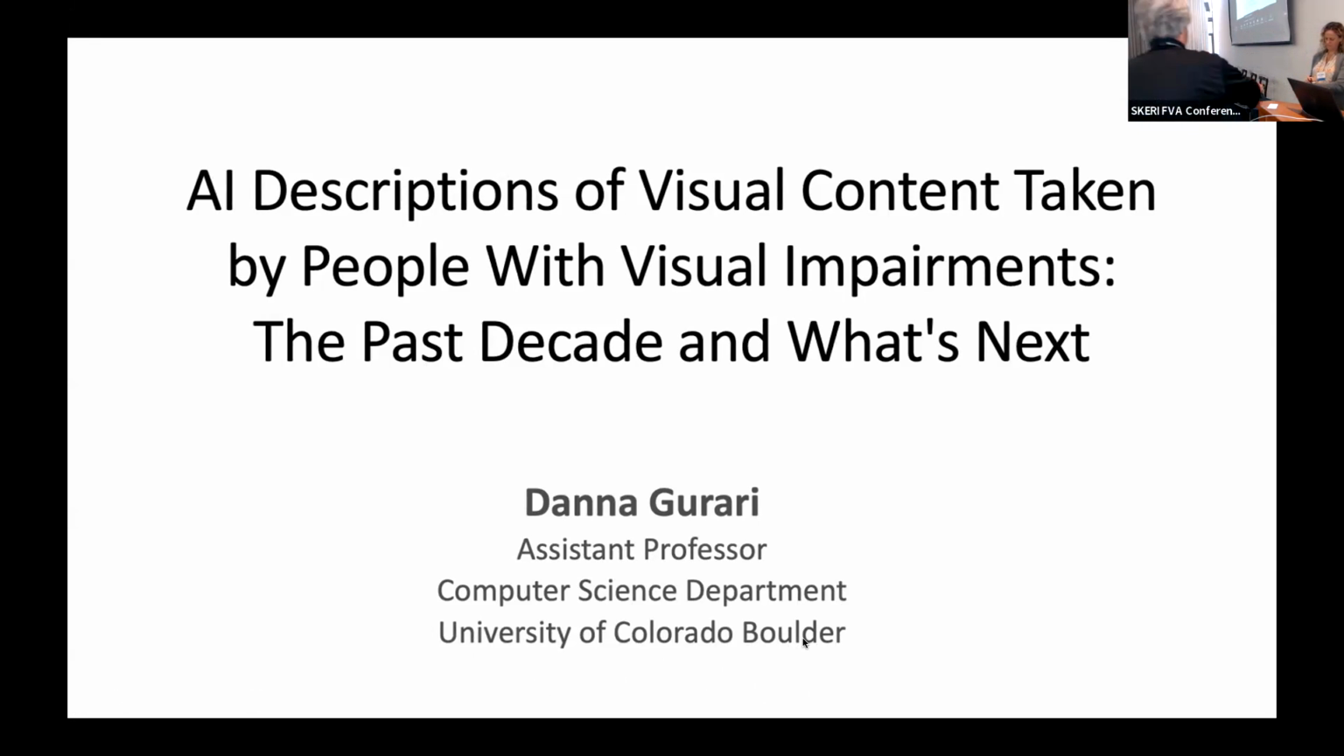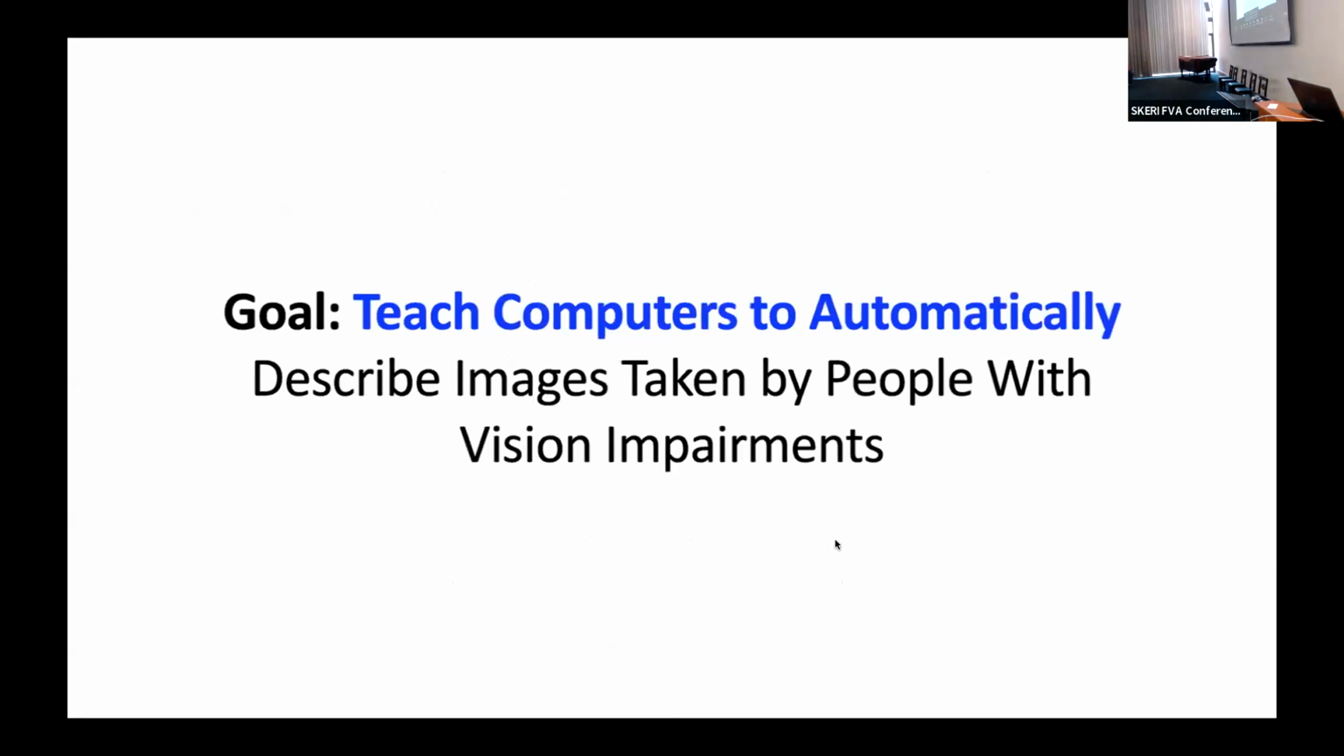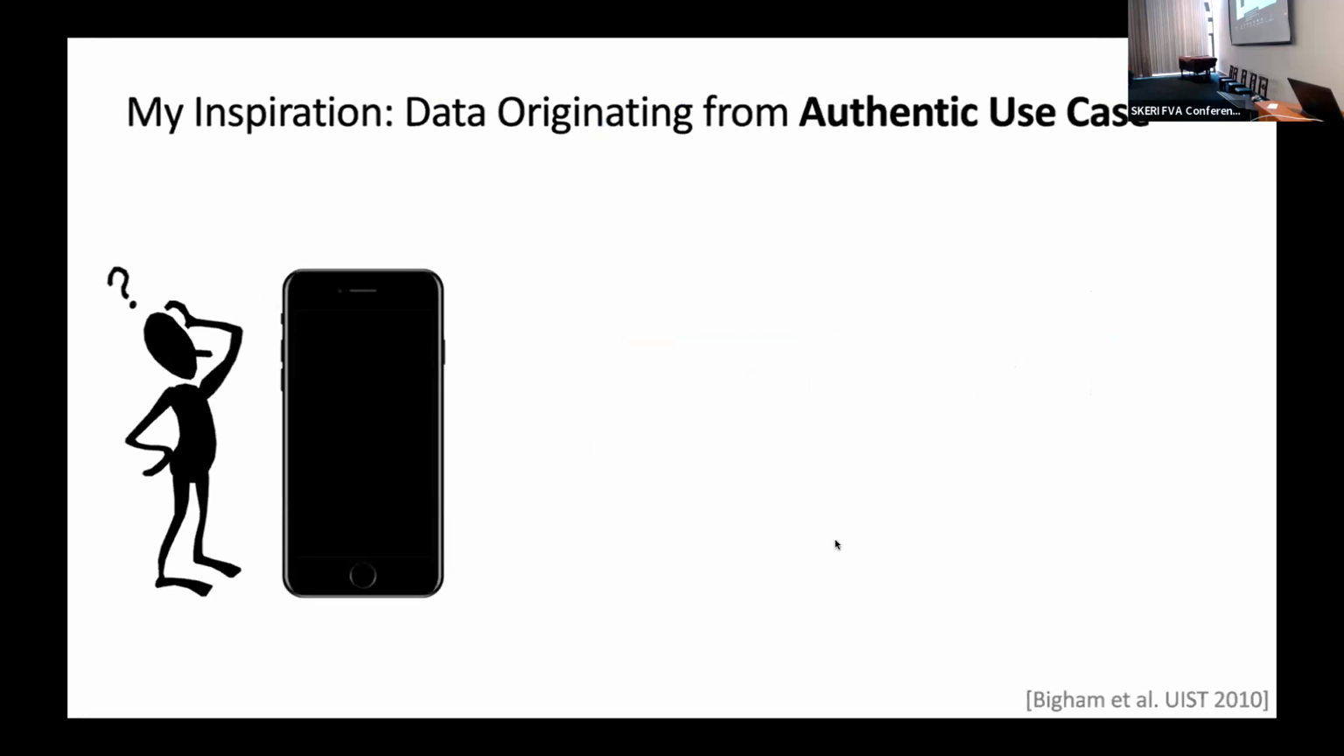I am an assistant professor at University of Colorado Boulder in the computer science department, and I am super excited to share about our work in this realm. The goal for what I'm going to share is to teach computers to automatically describe images taken by people with vision impairments.